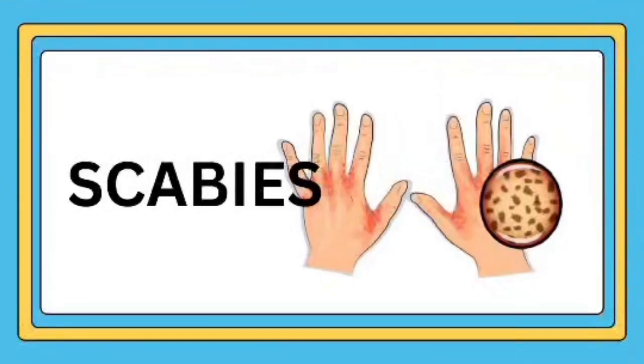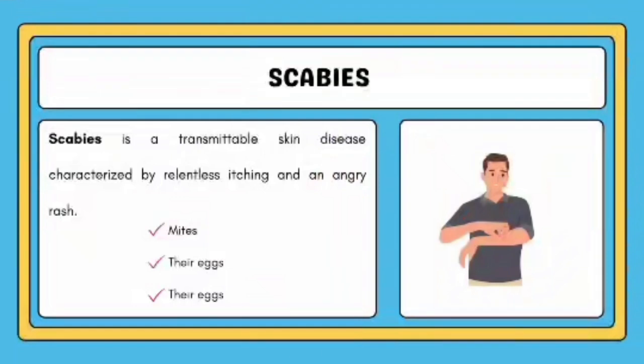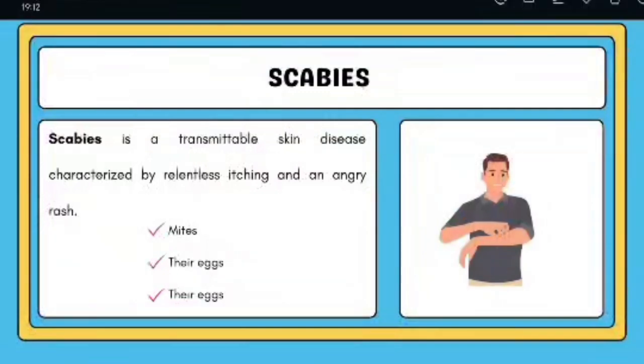Today's topic is about scabies. Scabies is a transmissible skin disease characterized by relentless itching and an angry rash. Scabies is not an infection, but an infestation. Tiny mites called Sarcoptes scabiei set up shop in the outer layers of human skin. The skin does not take kindly to the invasion. As the mites burrow and lay eggs inside the skin, the infestation leads to relentless itching and an angry rash.